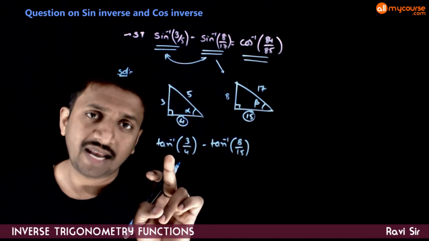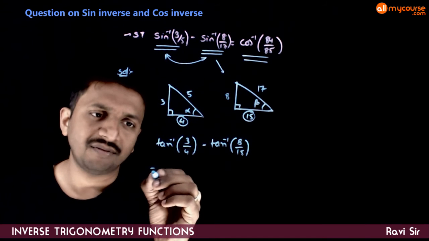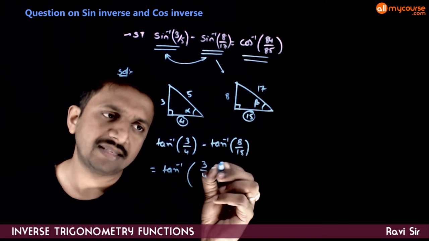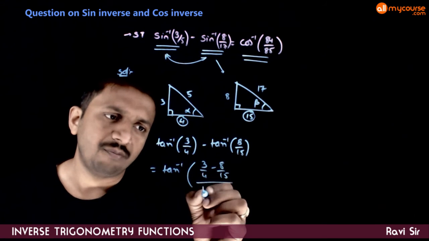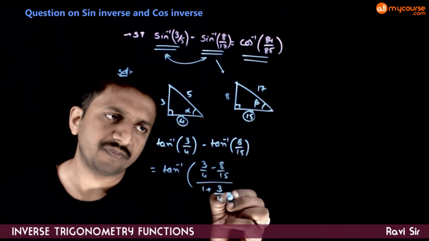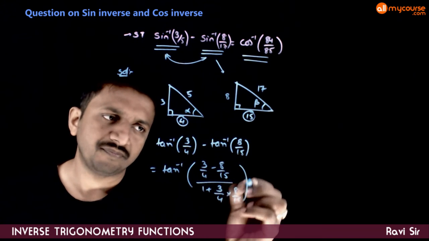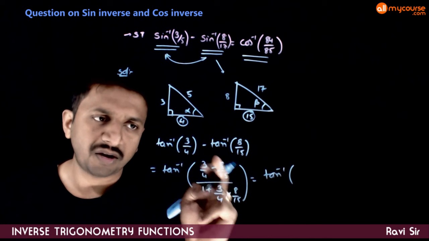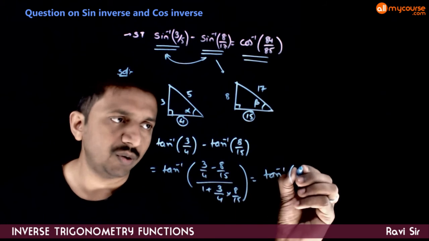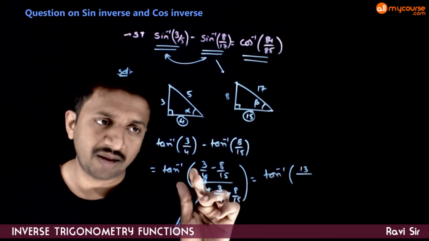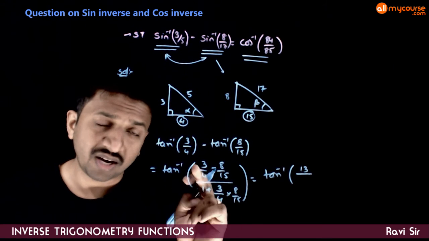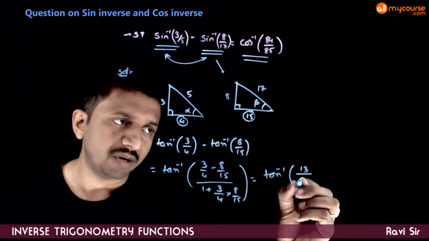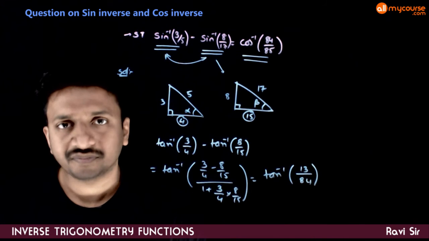Now, tan inverse x minus tan inverse y is equal to tan inverse of x minus y by 1 plus xy, which is equal to tan inverse of 45 minus 32 is 13 divided by, the LCMs will anyway get cancelled out, 60 plus 24 is 84.